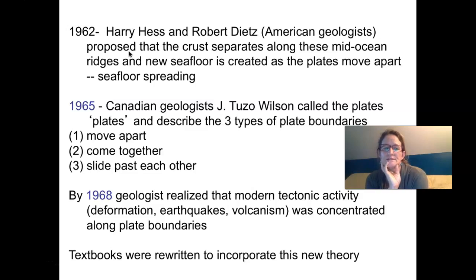Okay, so in 1968, this is really when the shift happened in believing in this concept and grasping the evidence of plate tectonics, where earthquake activity and volcanic activity were along these mountain chains in the seafloor, and that there were unique places at our continental margins where there was plate tectonic activity. So around 1970 is when the new textbooks were published that said plate tectonics is a thing.